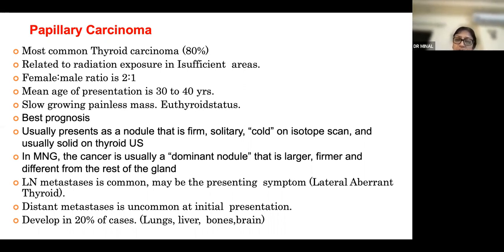Lymph node mets are common, but may even be the presenting symptoms at site. So you do come across conditions like lateral aberrant thyroid, which is actually the thyroid papillary carcinoma which has metastasized to the neighboring lymph node. Distant mets is uncommon at the initial presentation, but you can find distant mets in 20% of the cases, and it is mostly the lungs, liver, bones, and brain. So from thyroid, it will reach the nearing organ, the lungs or the liver, bones or brain.